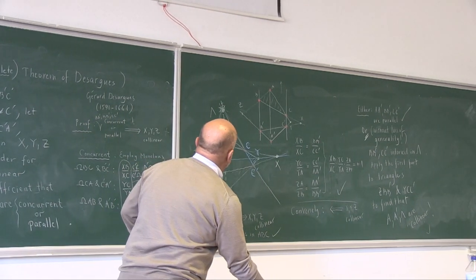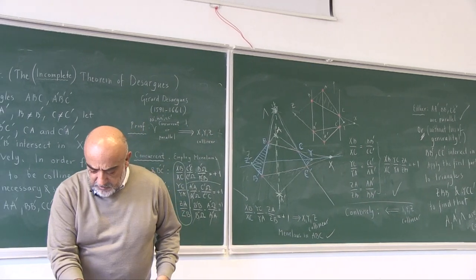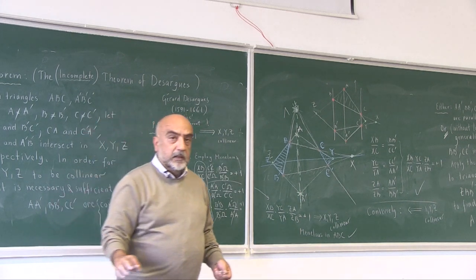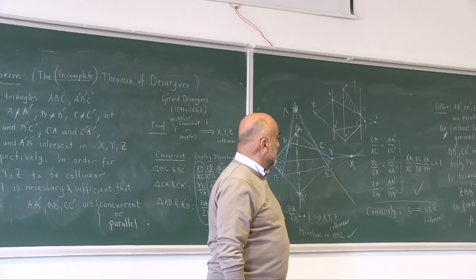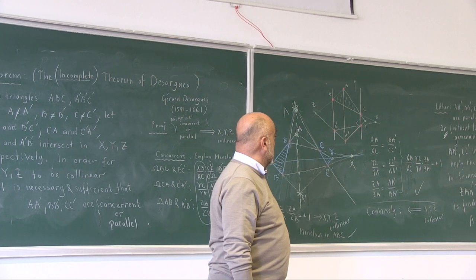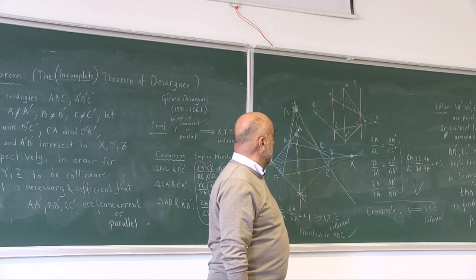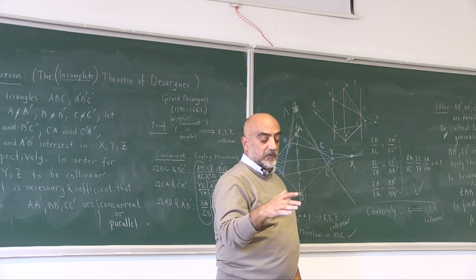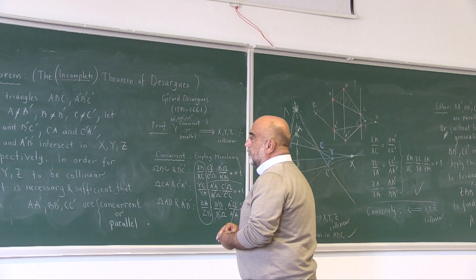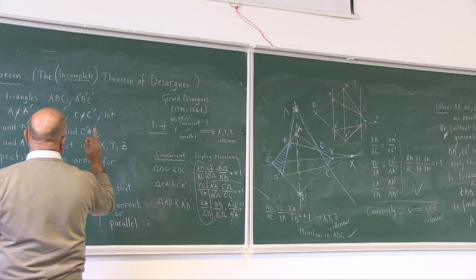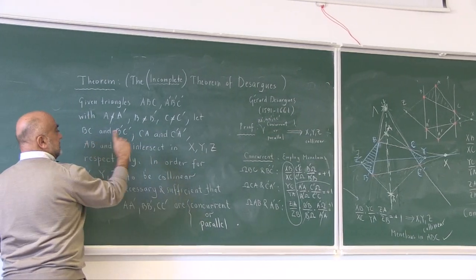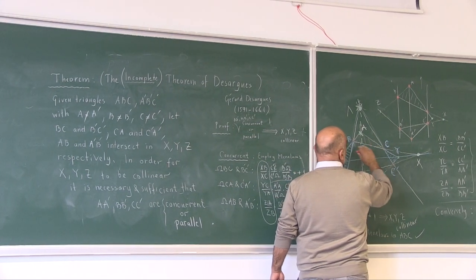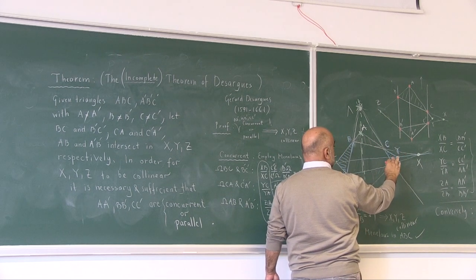Okay, so that's the theorem of Desargues. Why is it incomplete? Well, you see, I can make it complete. Okay, so let's answer, why is it incomplete? It is mostly incomplete because it makes the following condition. It makes the condition that the sides of the triangles, so this triangle and this triangle, if you take the sides two by two, you force these sides to intersect.